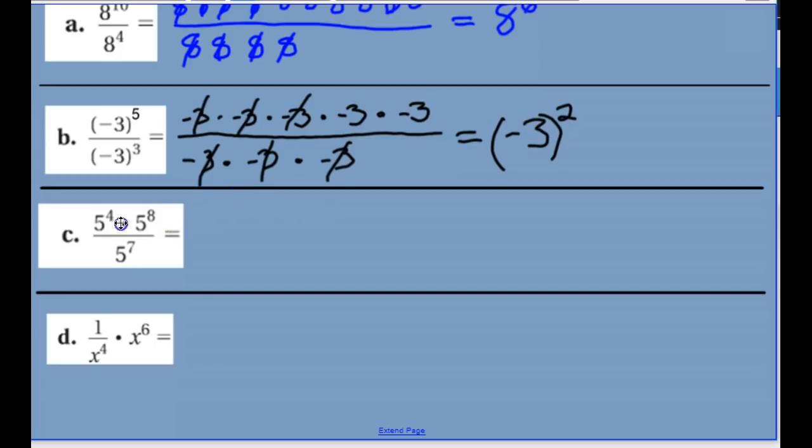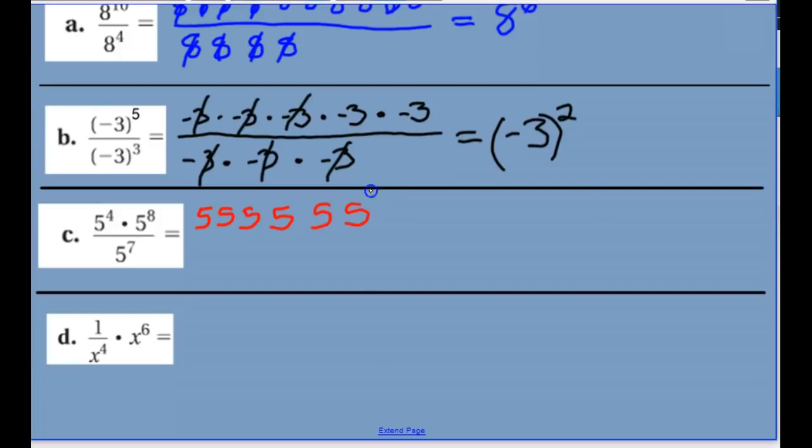For our next one, on the top we have a multiplication problem. So when we have a multiplication problem, we're going to add them together. So first we're going to take a look at this one. Here it says we have 4 5's. So I'm going to write out 4 5's. Now we have times 5 to the 8th power. What that means is we have 8 more 5's on the top. Because remember, we're adding when we're multiplying exponents. So I'm going to draw 8 more 5's.